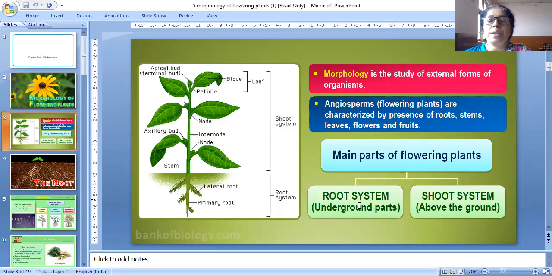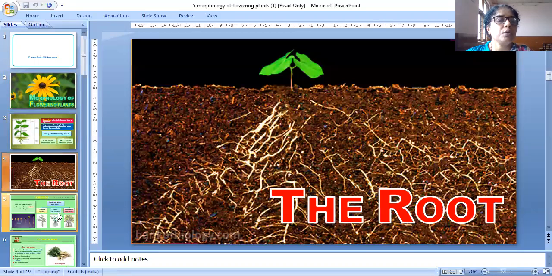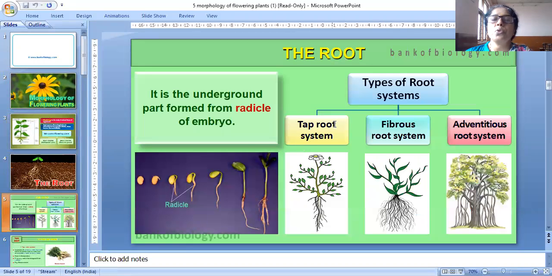The main parts of flowering plants are the root system and the shoot system. The underground part is the root system and the above ground part is the shoot system. This I had already shown you, and three types of root also I had shown.